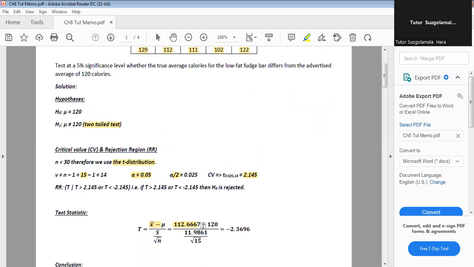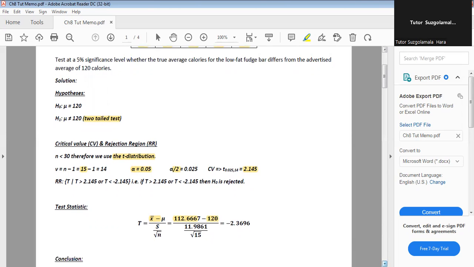The mu is already given. So that's what the null hypothesis is, mu equal to 120. That is 120 there. And the S is the standard deviation. So this number here is the standard deviation from what is given.